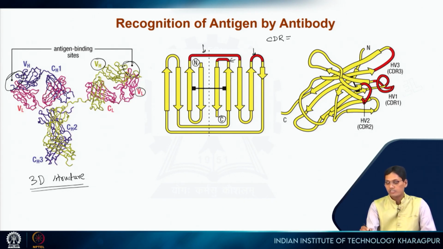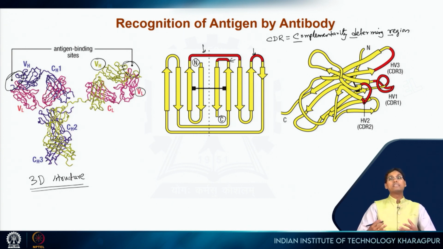CDR stands for complementarity determining region, because they are complementary to the antigen. So they bind to the antigen directly, right? And they are also sometimes called HV loops. HV stands for hypervariable. So here you can see 1, 2 and 3.